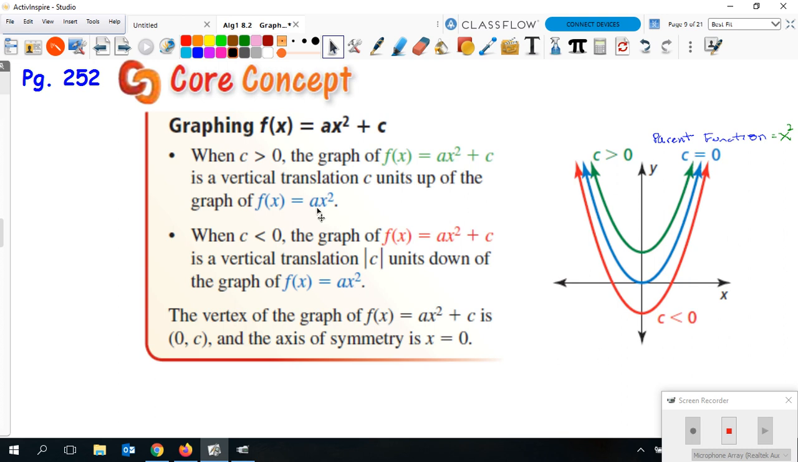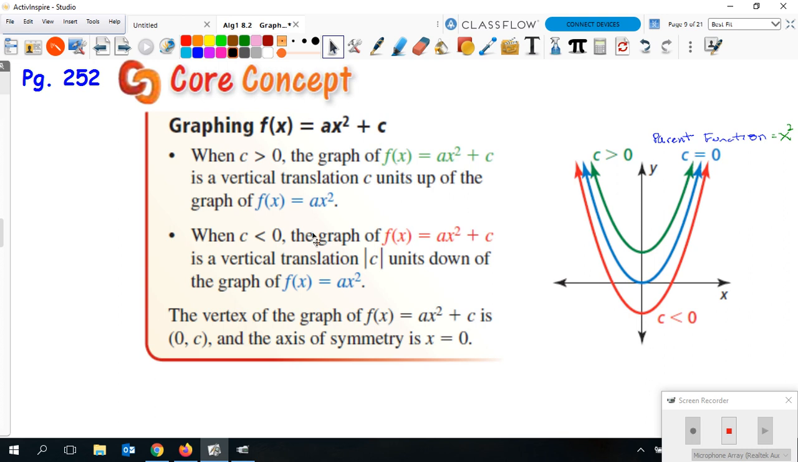If this a number is something other than 1, then it's going to either stretch it or shrink it. If it gets bigger than 1, like 2, 4, and so on, then it's going to stretch it. It's going to get narrower and thinner. If this a number is between 0 and 1, like a 1/2, a 1/3, a 1/4, a 1/5, something like that, it's going to make it wider. It's going to get closer to the x-axis.